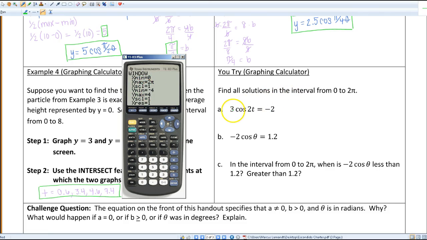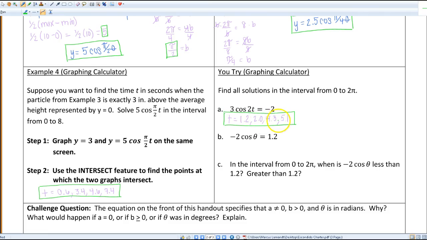Because I can see the amplitude is going to be 3, I decided to go from negative 4 to 4 just to be a little bit higher and lower than the actual amplitude, and my scale is still 1. So, here I'm going to type in 3 cosine 2x and negative 2. Graph it. There we go. Same thing. You just use second calc, intersect, first curve, second curve, enter, guess. There's number 1, so 4.3. There we go. The other 3 solutions are just a repeat of the way you found the first solution.